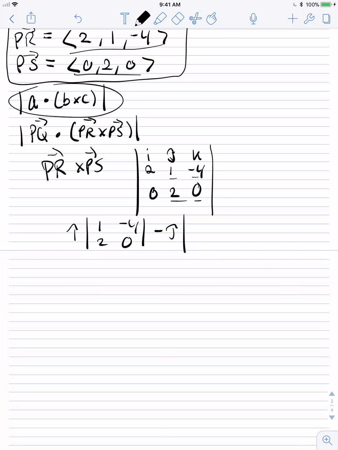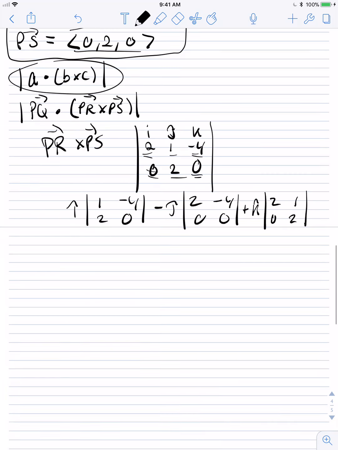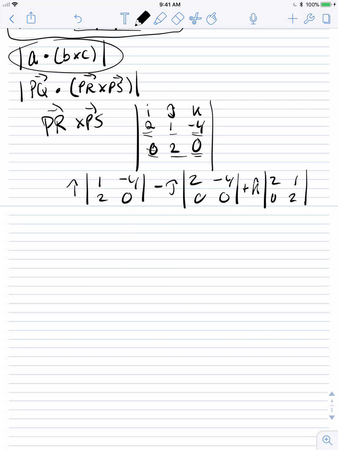Minus J. So now we're looking at 1, 2, here, and here. So we got 2, negative 4, 0, 0. And plus K. We got 2, 1, 0, and 2. So now to do the cross product, we cross this way and this way. So 1 times 0 is 0. Negative 4 times 2 is negative 8. But we're subtracting those, so 0 minus a negative 8 would give us an 8.